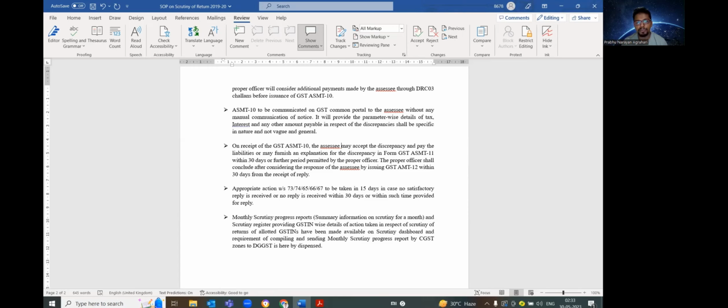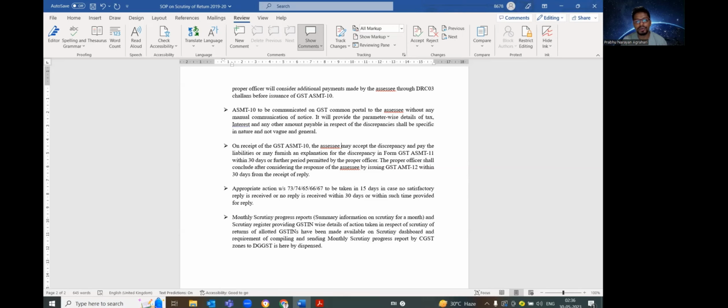The department should take appropriate action under section 73, 74, 65, 66 or 67 within 15 days, in case no satisfactory reply is received or no reply is received within 30 days or within such time provided by the proper officer for reply. It means if the reply is not provided within 30 days or the time given, the officer may take appropriate action under section 73, 74, 65, 66 or 67, which deals with the assessment for bona fide, mala fide cases, or audits.